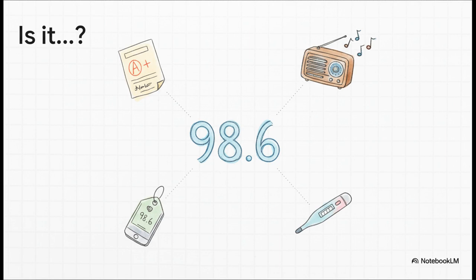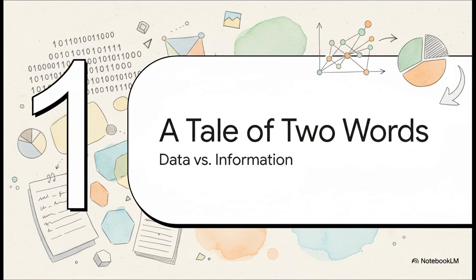It could be anything. And that feeling right there, that sense of what is this, that gets right to the very heart of what we're talking about today. That ambiguity is the fundamental difference between data and information. Let's break down exactly what sets them apart.